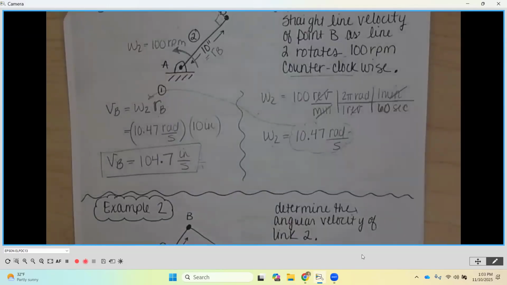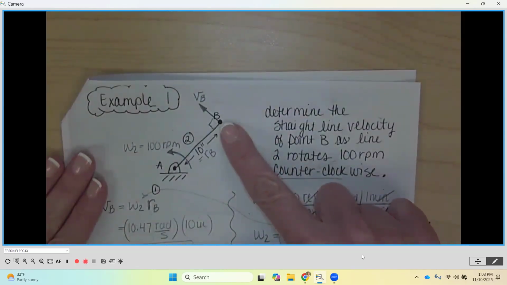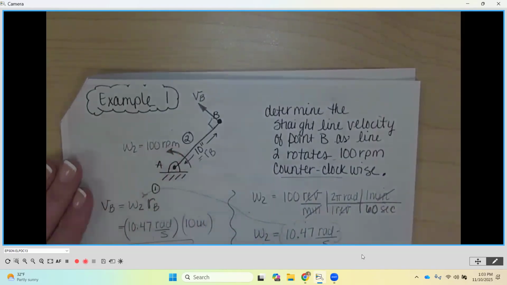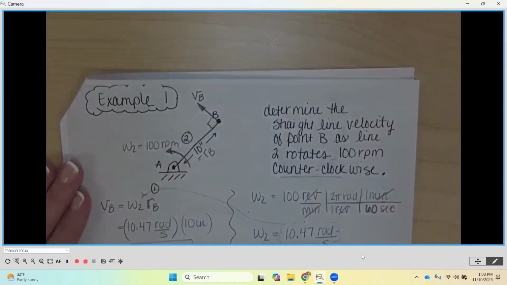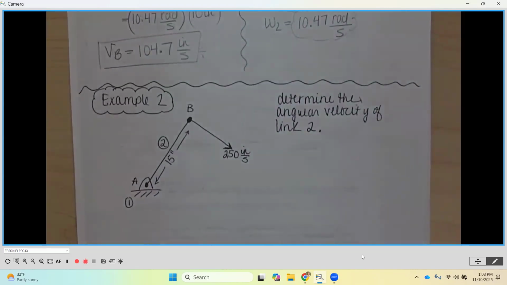All right, so 104.7 inches per second is the straight line velocity component of point B when this is rotating at 100 RPMs. Does that make sense? Okay. All right. Cool. Let's do another example. We're on a roll.